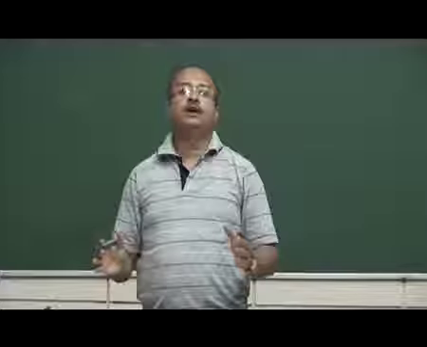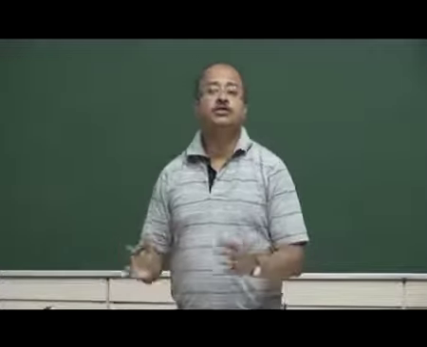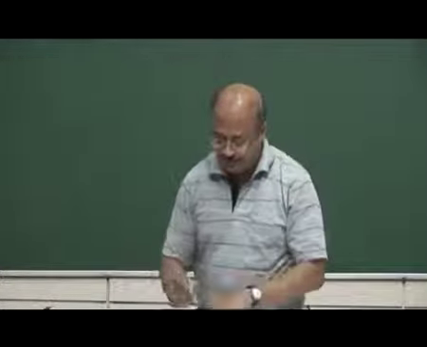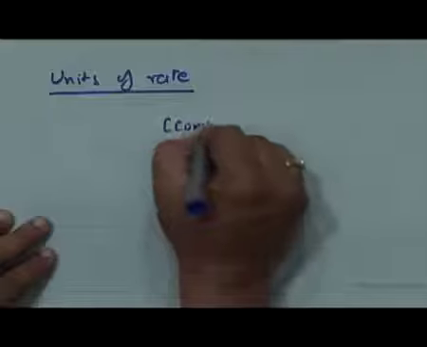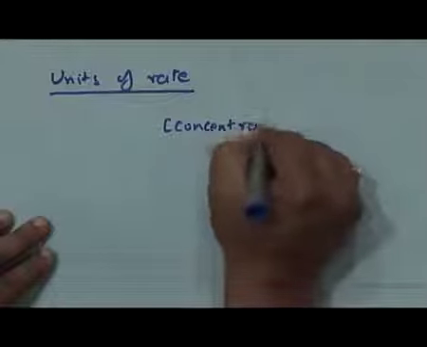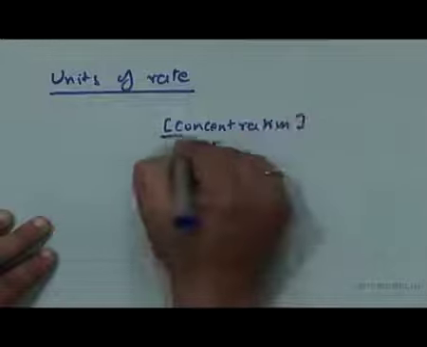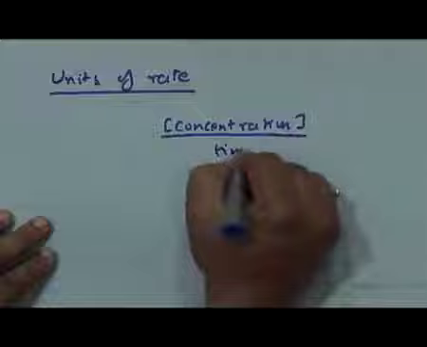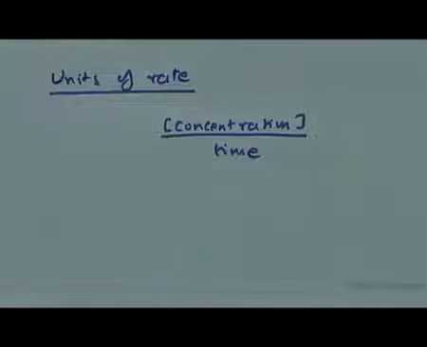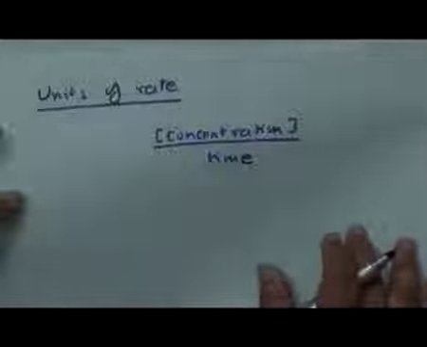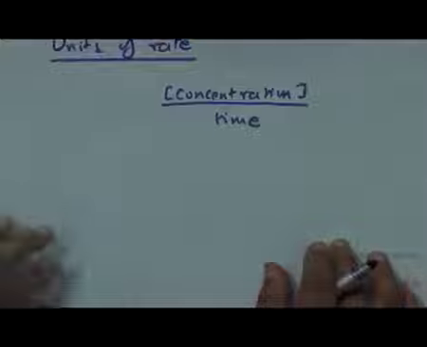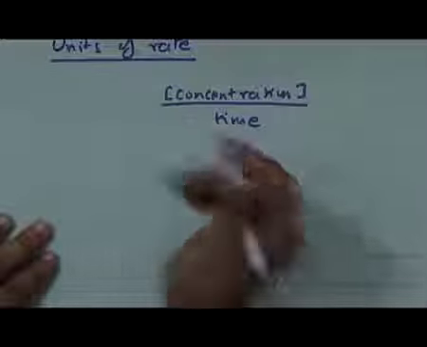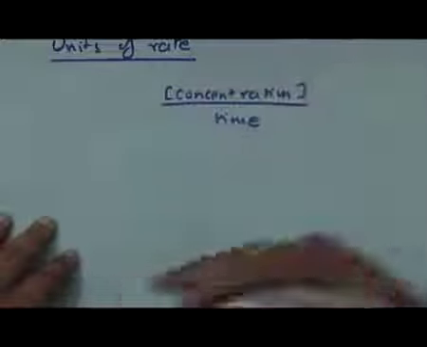We know what rate is. Rate is essentially the change of concentration with time. So, the unit would be concentration over time. If your concentration is expressed in moles per liter, it is a molar concentration. Time can be anything, seconds, minutes, and so on.